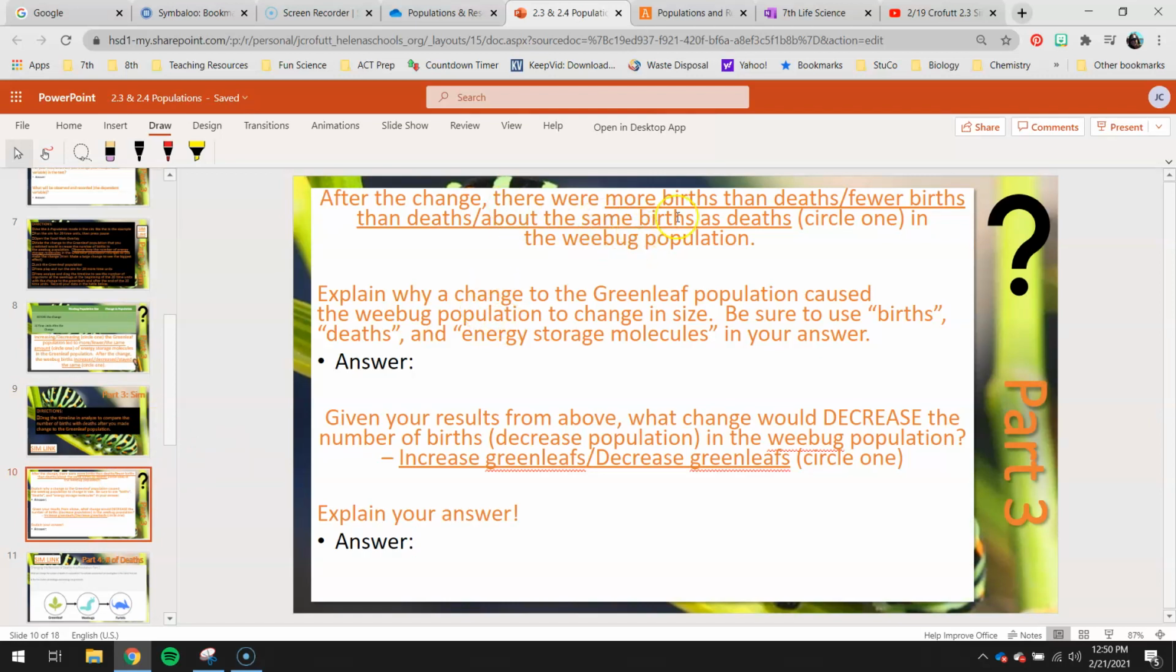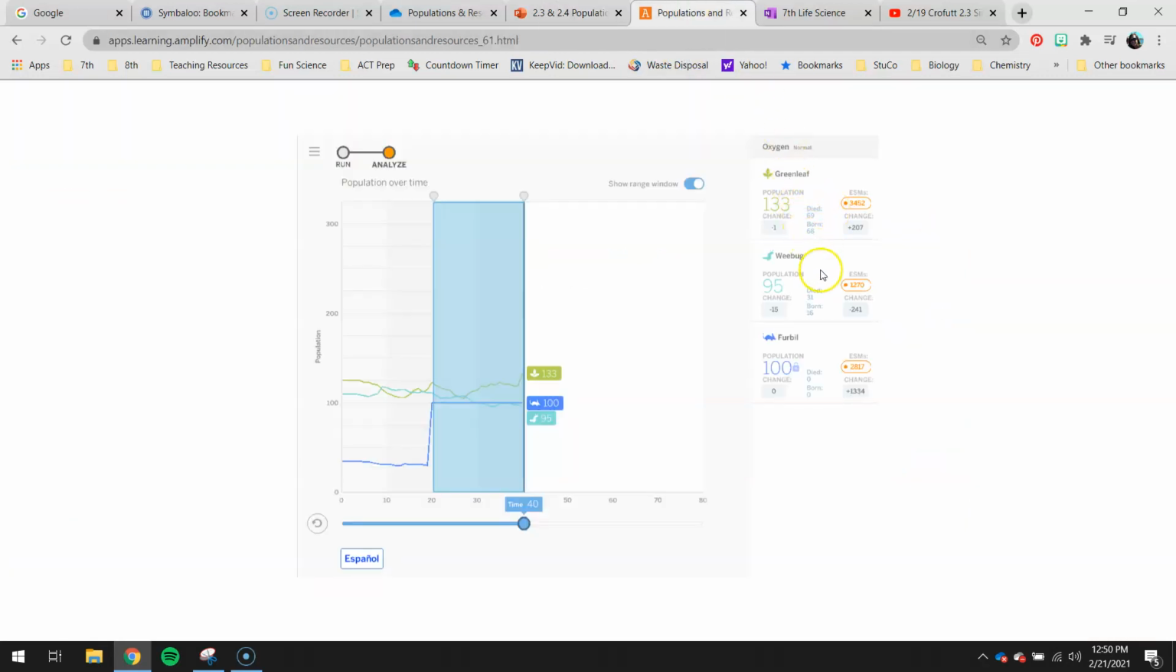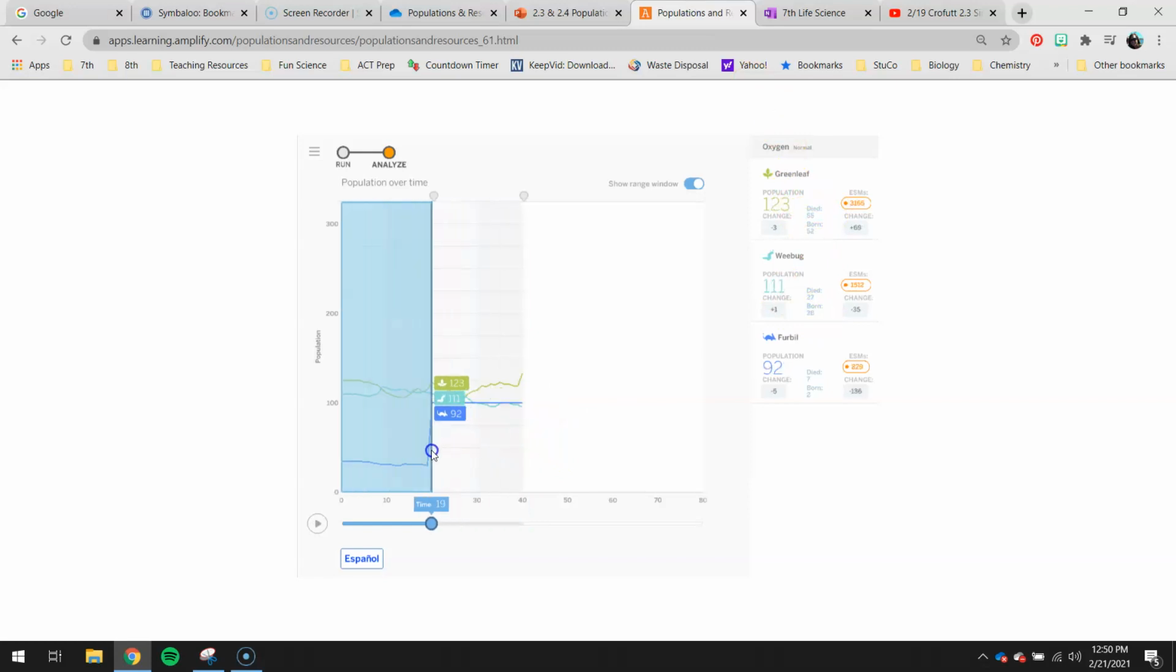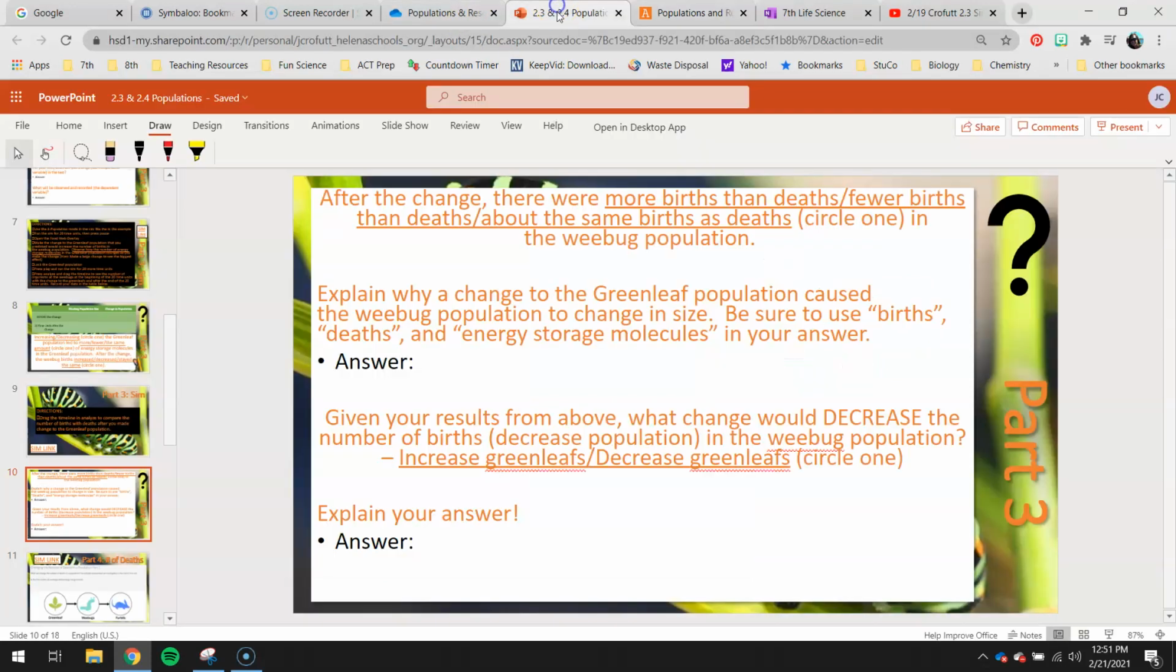After the change, there were more births than deaths, fewer births than deaths, or about the same amount of births as deaths. So you guys can look at that and see, here's your births and deaths. So here's at the very end, here's at the very beginning. You guys can see how many were changing in those, okay?